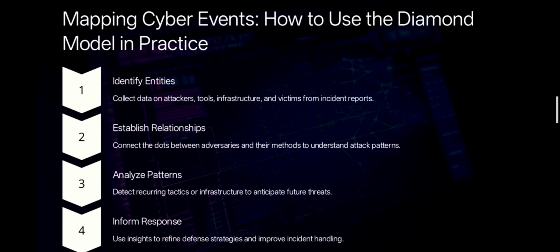4. Pivoting for deeper insight. Use the relationships to pivot and uncover additional information. If a particular IP address is identified in the infrastructure, check for other events where this IP was used. If a specific malware variant is noted, investigate other incidents involving the same malware. This approach can help in identifying broader campaigns or persistent threat actors.